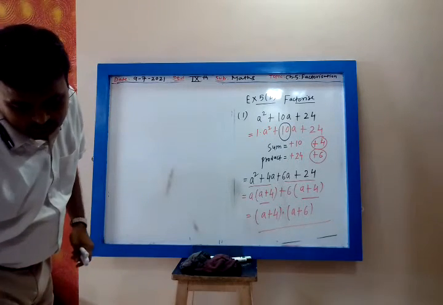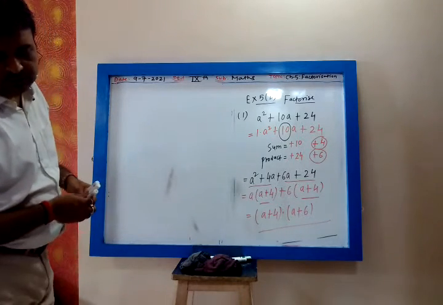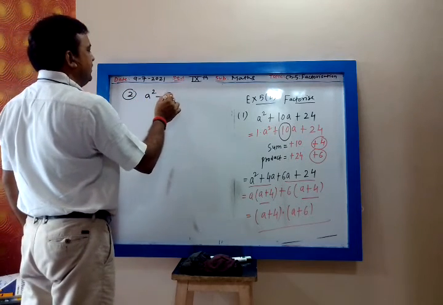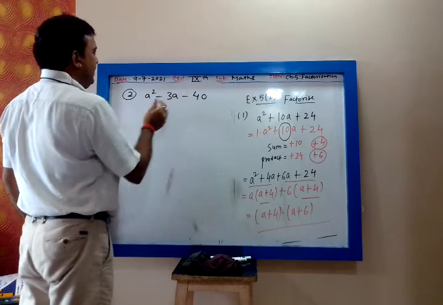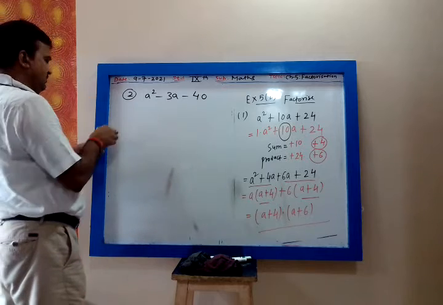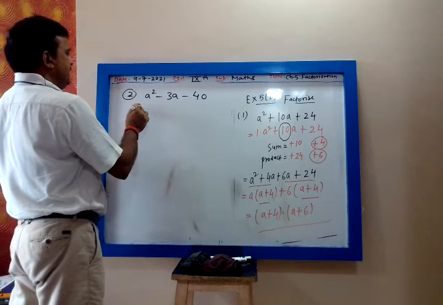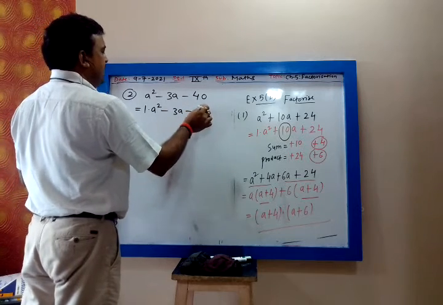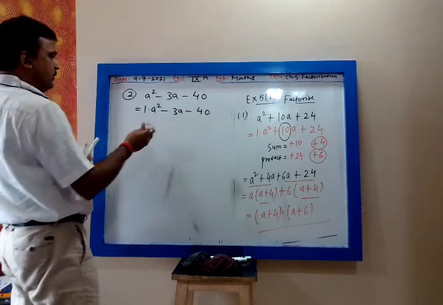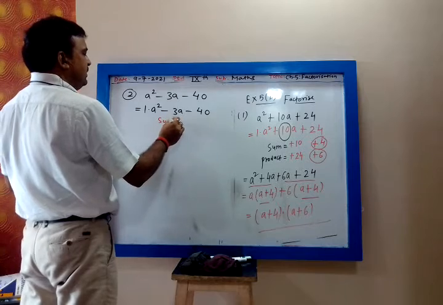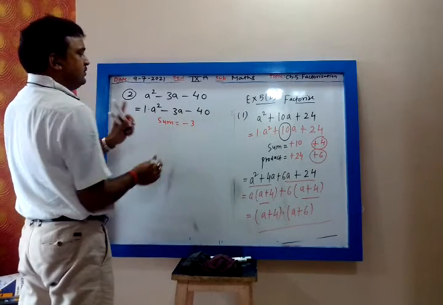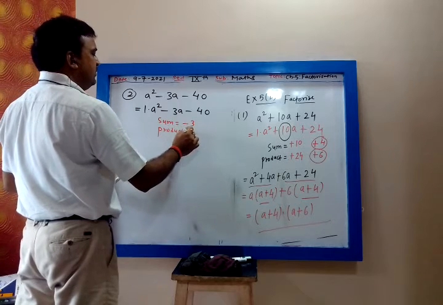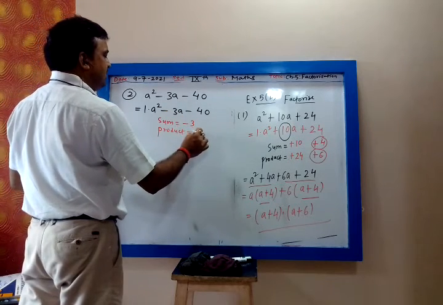Let us take a square minus 3a minus 40. Okay, again the coefficient of a square is 1. Yes or no? The coefficient of a square is 1. So 1 into a square minus 3a minus 40. So now you have to find two numbers whose sum is the middle one, minus 3. You have to take the sign also, my dear. And product is minus 40.